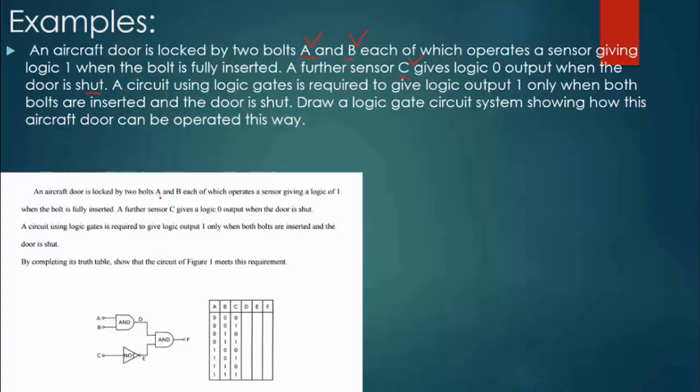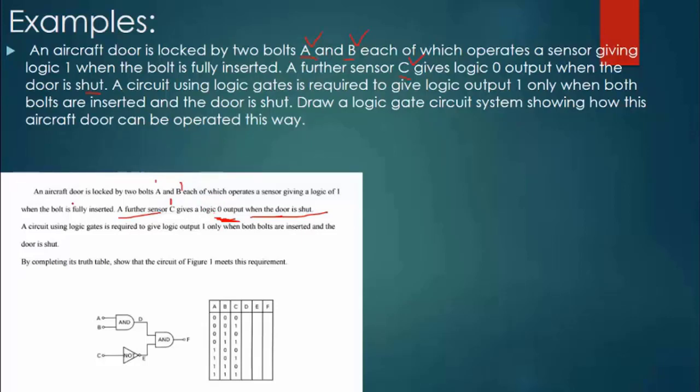So if fully inserted, D will be 1. Okay. Then we have another sensor C which must operate with our bolts. But sensor C gives logic 0 output when the door is shut. When the door is shut, it senses and gives logic 0.